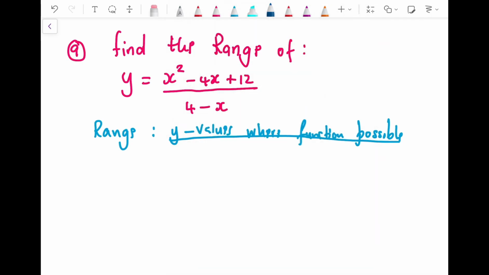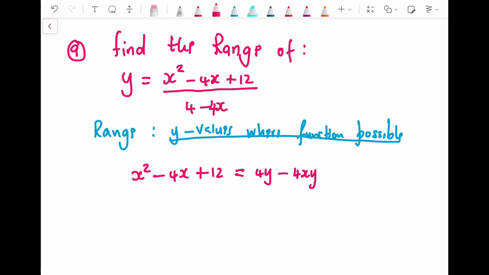Now, with this one, let's first write this in the form of ax squared plus bx plus c. How can we do that? We can cross multiply here. We are going to have x squared minus 4x plus 12 is equal to 4y minus 4xy.